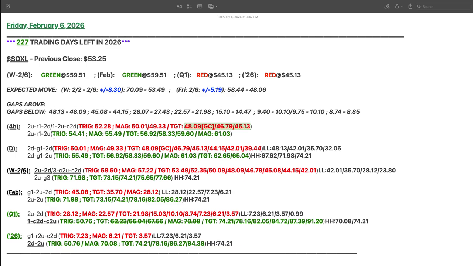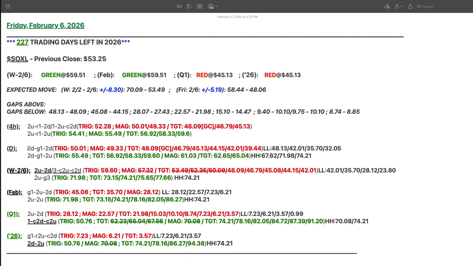there at 48.09. To the upside on the 4-hour chart, we talked about a 2-1-2 up reversal triggering at 54.41, magnitude of that move being 55.49, and we've got some extended targets out here for you. I don't know why that 61.03 is out there, left over from yesterday. Sorry about that. But yeah, 2-1-2 up triggering at 54.41, magnitude being at 55.49, and then we've got these extended targets out here for you.